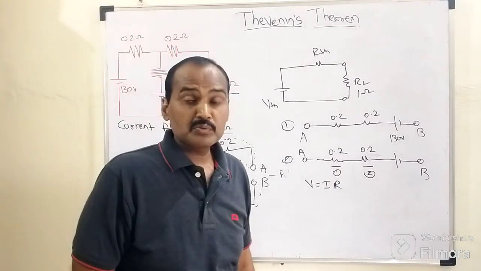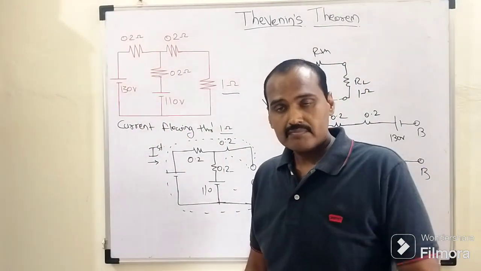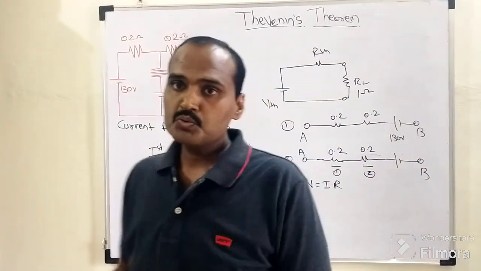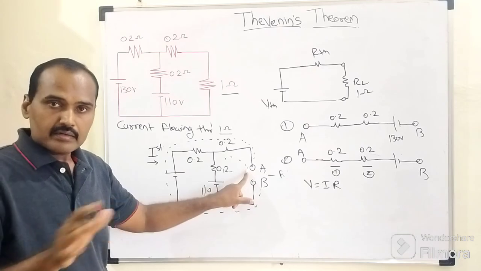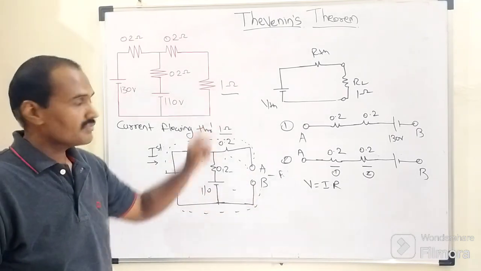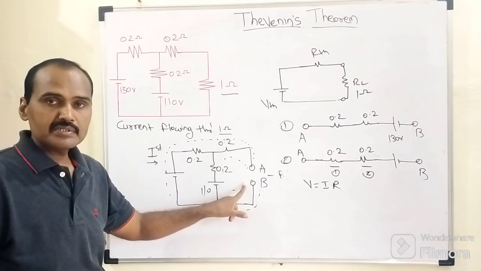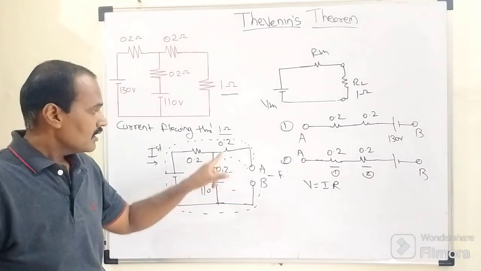Okay friends, so coming back to the unique characteristics of this existing network, once this target resistor is replaced with these two open circuit terminals, virtually we don't have this 1 ohm resistor in the circuitry. These two terminals are the open circuited terminals, which means what?